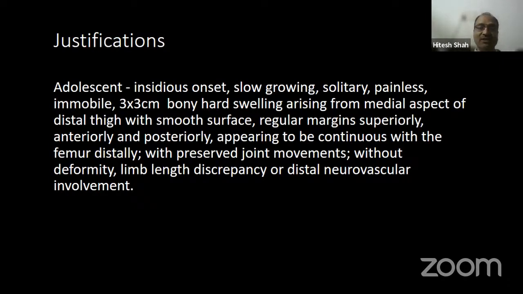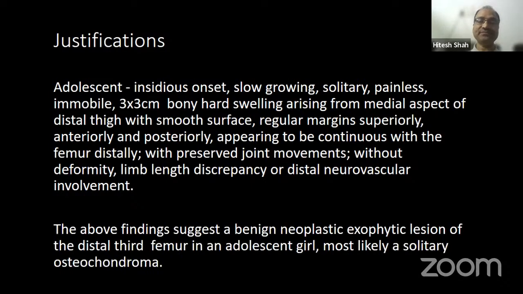This is also one of the differentials where you can have extra mass of bone. But this is a benign tumor. You can say it's a benign tumor arising from the distal femur, most likely an osteochondroma. Okay, so always say benign tumor, exophytic, distal femur, most likely solitary osteochondroma. So second question to all, what will you do?